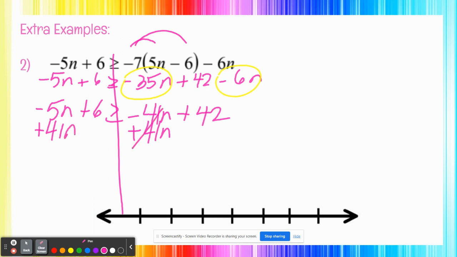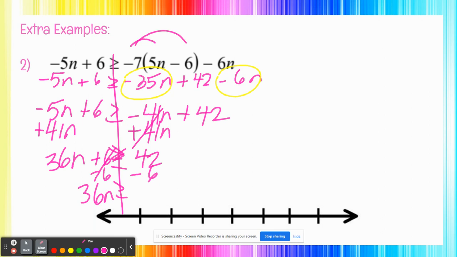Okay, so that's going to give me 36n. Oops, excuse me, I did not mean to switch that inequality sign. 42. I'm going to subtract 6. So that gives me 36n is greater than or equal to, and that would give me 36.